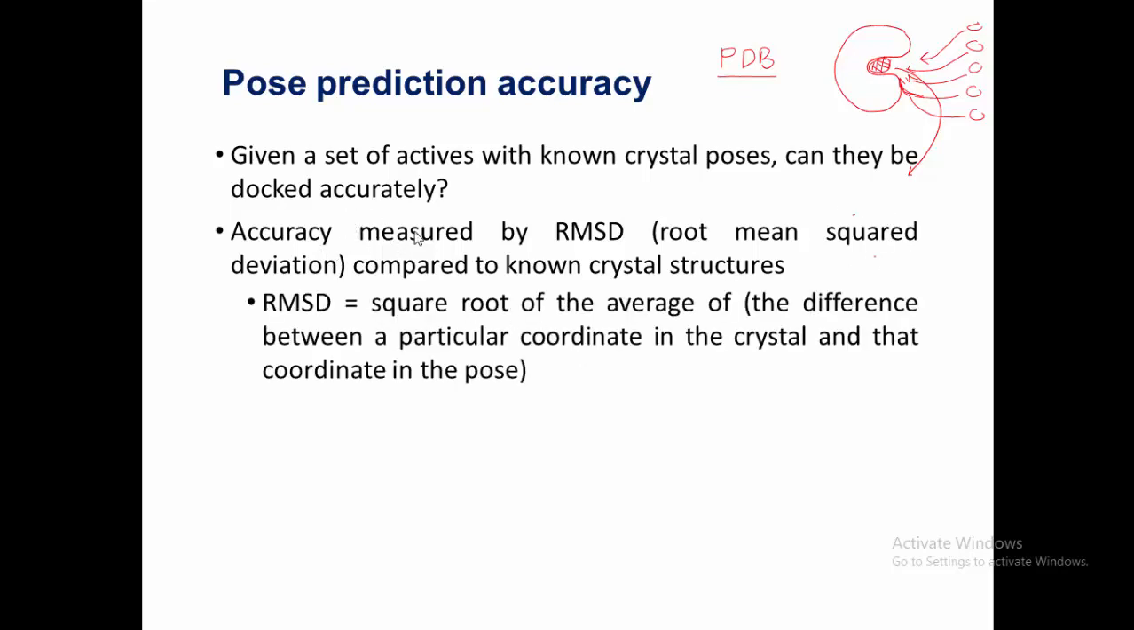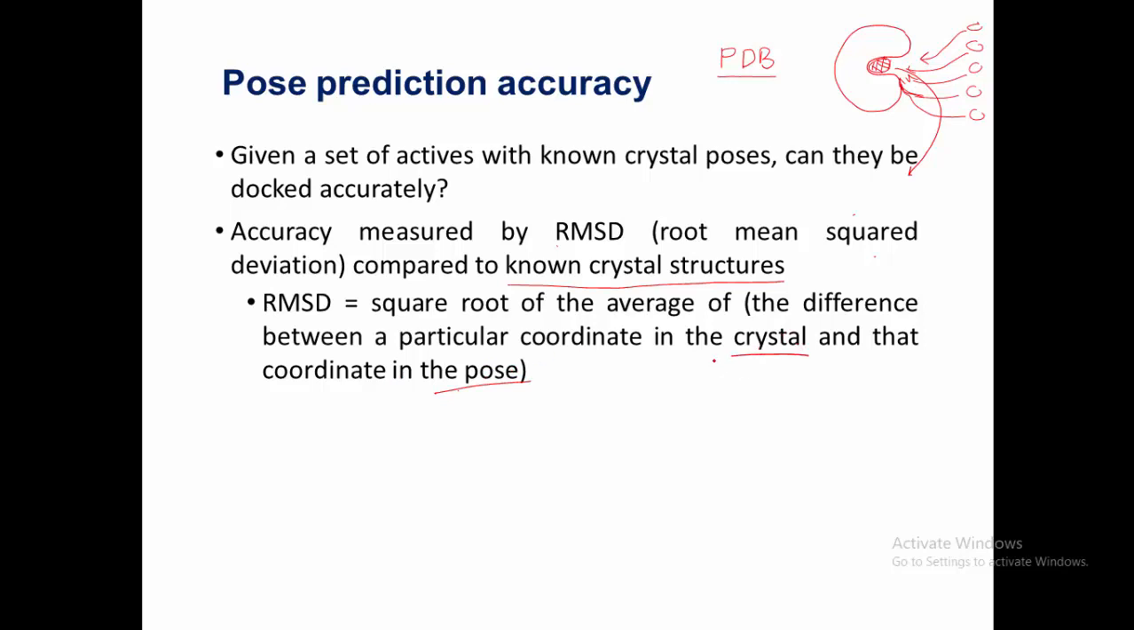Okay, let's read this. Accuracy measured by root mean square deviation. I will explain all these things. Just let me read this. Accuracy measured by root mean square deviation compared to the crystal structure. Root mean square deviation: the square root of the average of the difference between a particular coordinate in the crystal and the coordinates in the pose. Pose means from docking, crystal means from the Protein Data Bank.